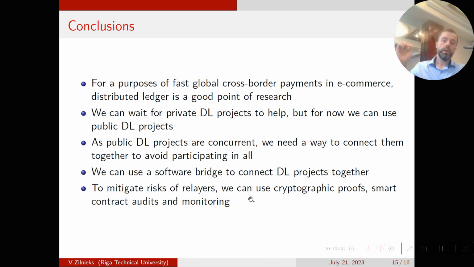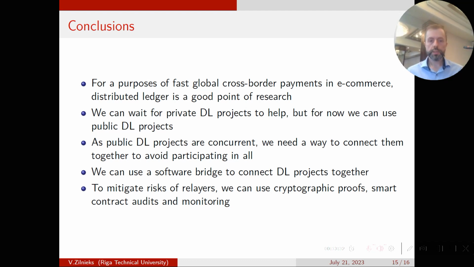And for conclusions, the main problem here is, as I said, cross-border payments. And I think that distributed ledger can be a good point here to use, to research. Private projects are not yet ready for us. We'll wait. For example, the digital euro project, maybe.